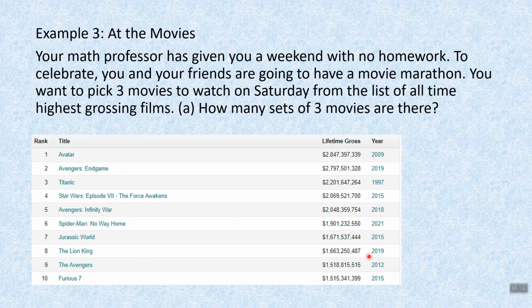Let's go to the movies. Your math professor is giving you a weekend with no homework. To celebrate, you and your friends are going to have a movie marathon. You want to pick 3 movies to watch on Saturday from the list of all-time highest grossing films. How many sets of 3 movies are there? Well, we have the 10 highest ranking movies of all time. We want 3. We want sets, so we'll use the combinations of 10 movies taken 3 at a time, which will give us 120 different sets of 3 movies that we could watch.